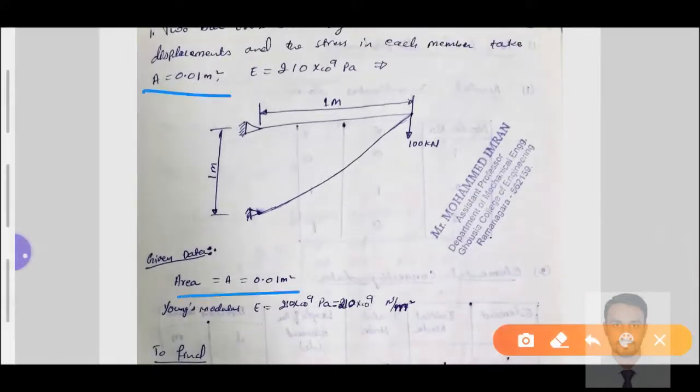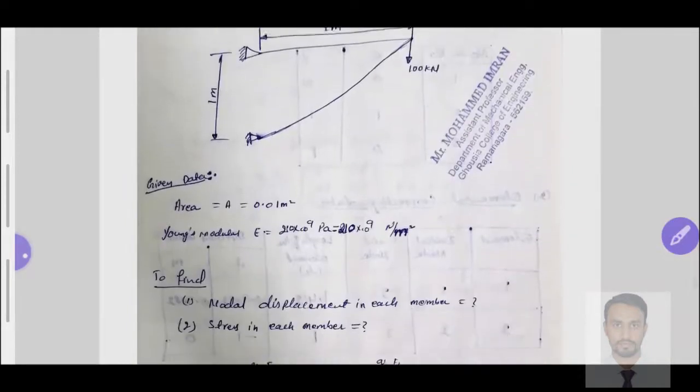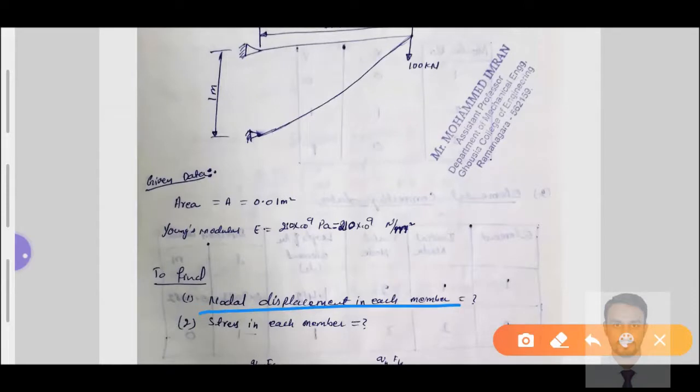Area of cross section 0.01 meter square, Young's modulus 210 into 10 to the power of 9 Pascal, which is equal to 210 into 10 to the power of 9 Newton per meter square. Instead of taking Pascals, I have taken Newton per meter square. Why? Because the notations we have are in terms of meters. To remove the confusion, I have converted from Pascals to Newton per meter square. What we have to find here is the nodal displacement at each member, and also the stress in each member in the given problem.